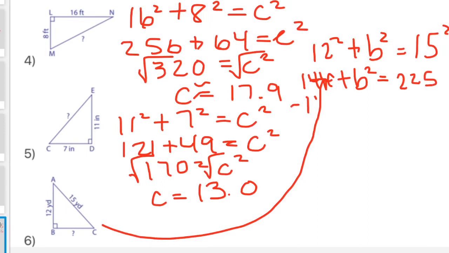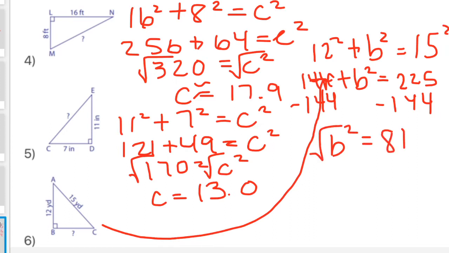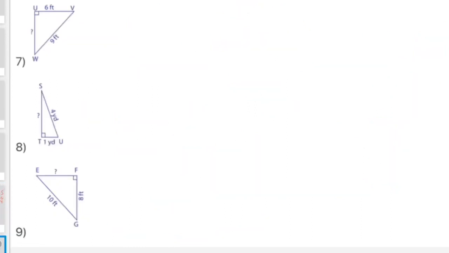So we have this extra step of subtracting 144. Well, I guess it's not really an extra step. In the previous ones, we had to add the a squared and b squared, and here we have to subtract one of the legs to get the b squared. So it's not an extra step as much as it is a different step. So you have 225 minus 144 equals 81. So we have b squared equals 81. We're going to find the square root, and b equals 9. Perfect square root. All right, moving right along. Let's pause the video and try number 7 on your desk.